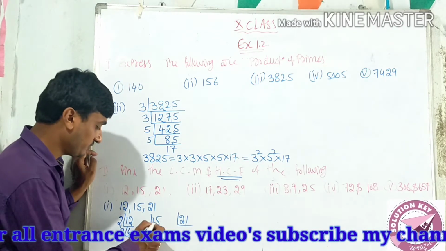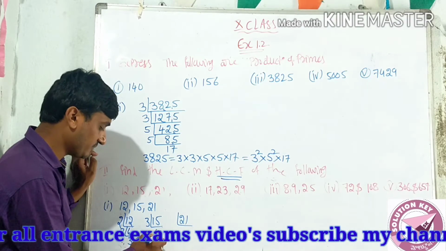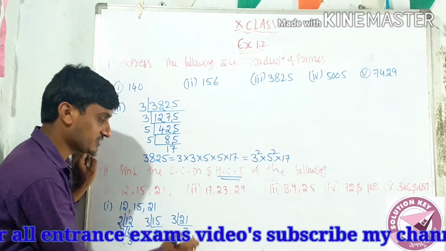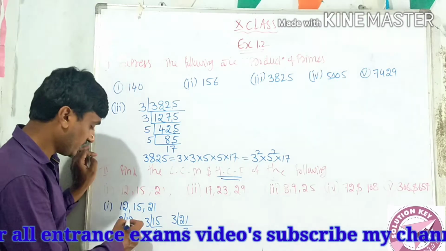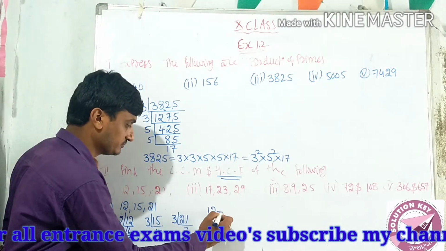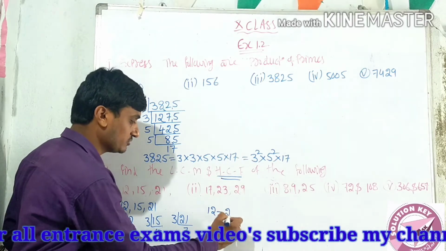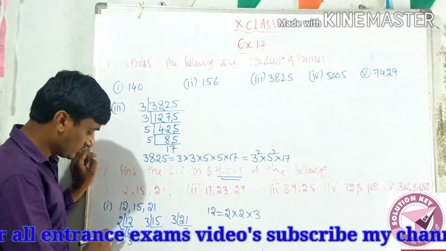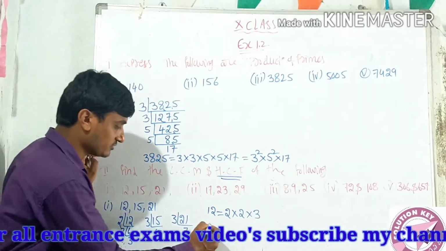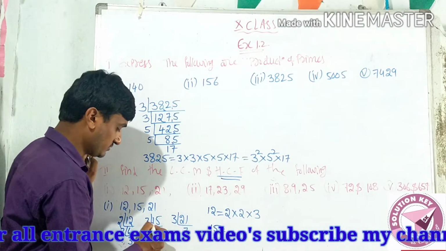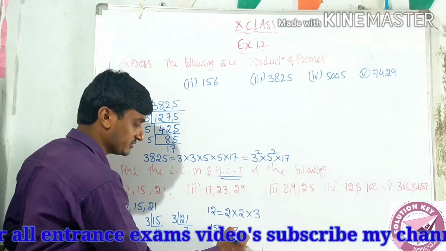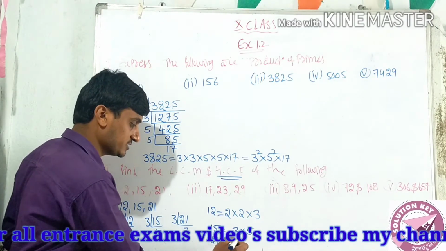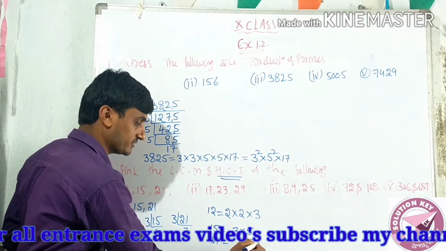Then stop there. 15: 3 5s are 15, 5 is a prime number. Stop here only. Next, 3 7s are 21, 7 is a prime number. Stop here only. Now we can write 12 is equal to 2 into 2 into 3. Then 15 is equal to 3 into 5. Again, 21 can be written as 3 into 7.